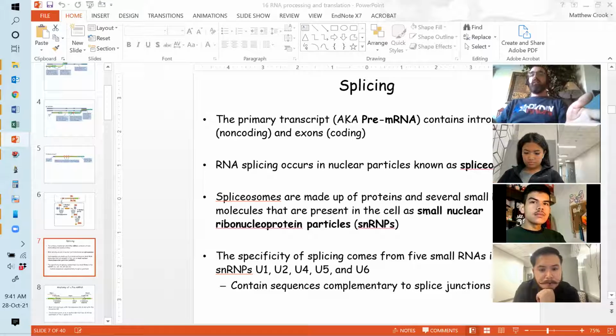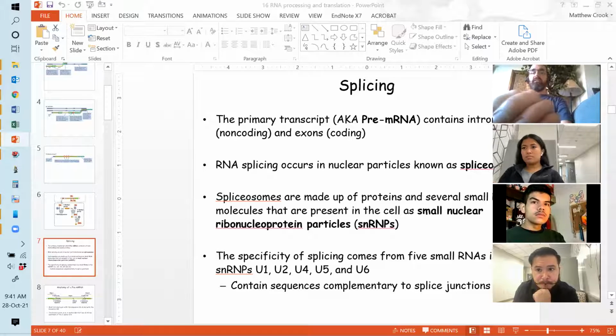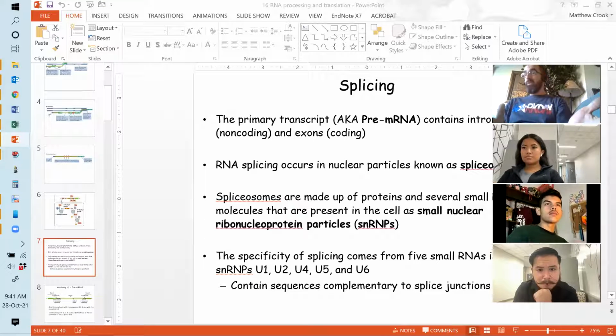And so that protein is going to be nonsense. It's going to be a whole bunch of amino acids that shouldn't be present in that particular protein.